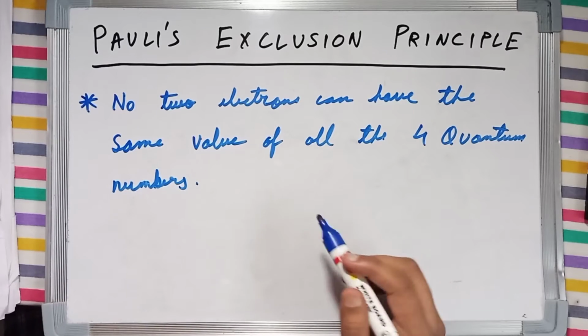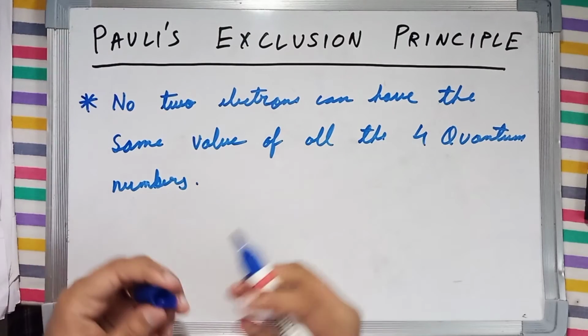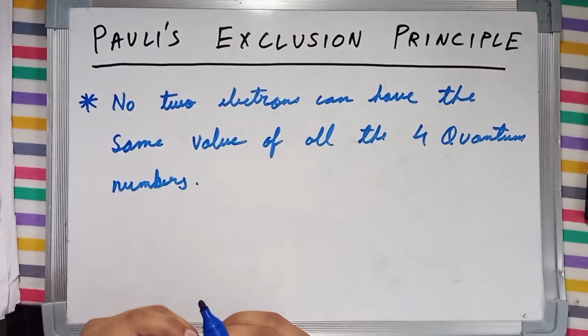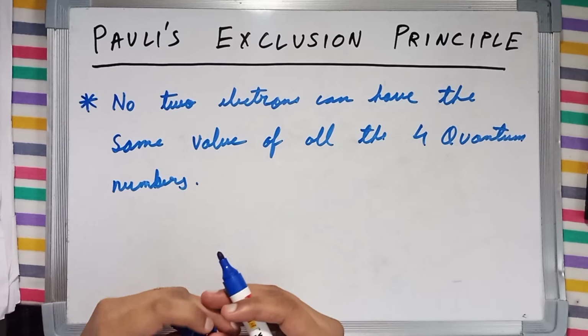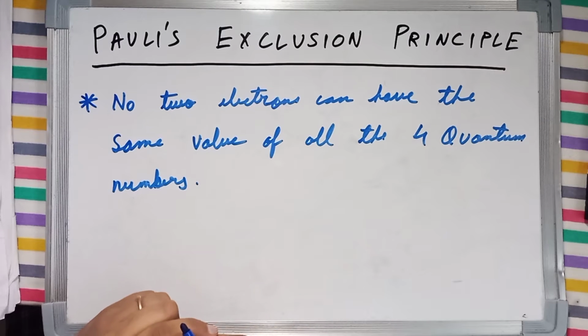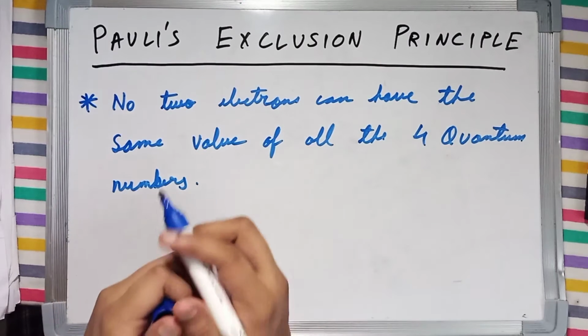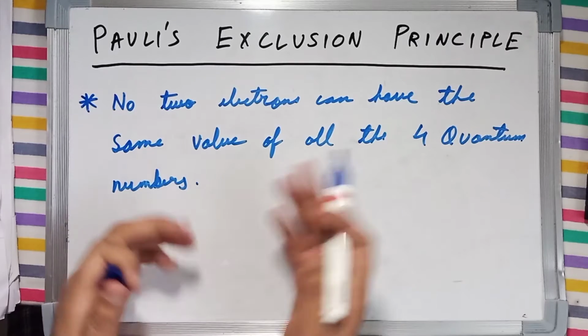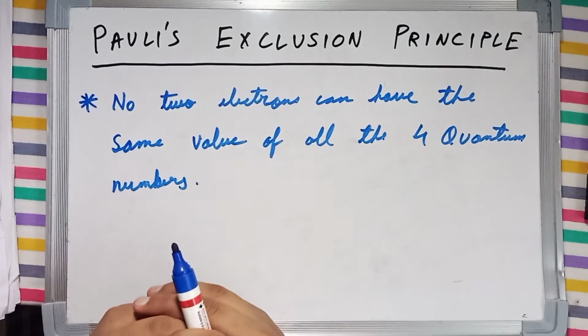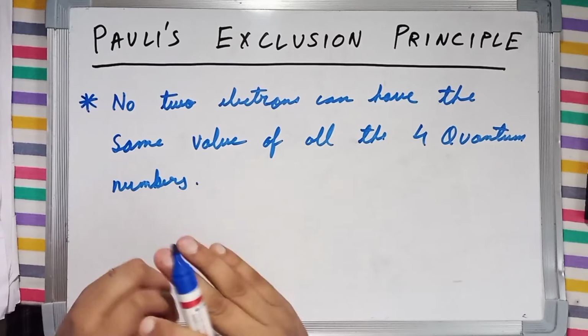Okay, so today we are going to learn about Pauli's exclusion principle. I have already provided the video of Aufbau's principle, which you guys must check out before reading this particular topic. Okay, so it states that no two electrons can have the same value of all the four quantum numbers. Now these are just words.